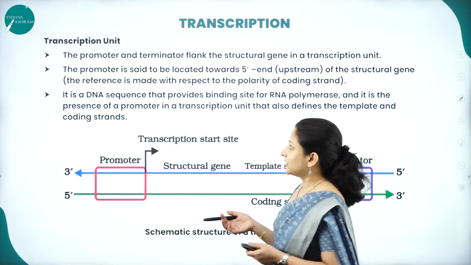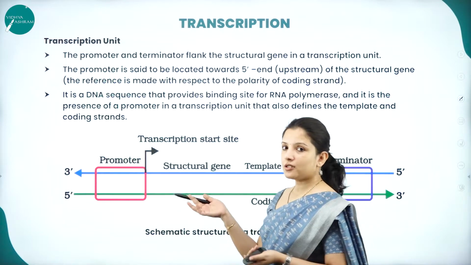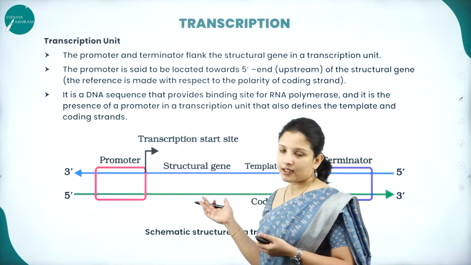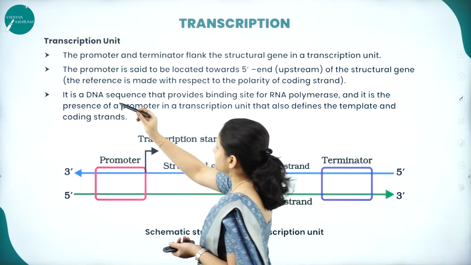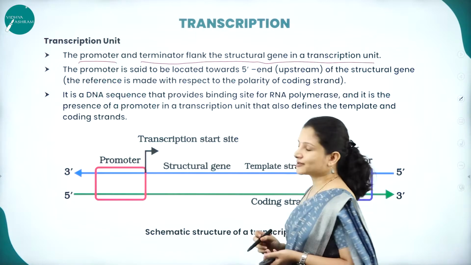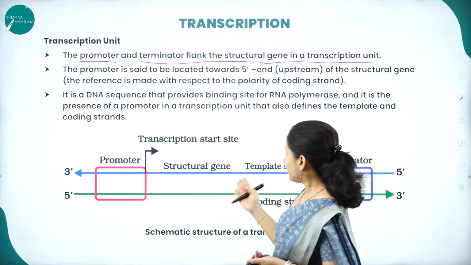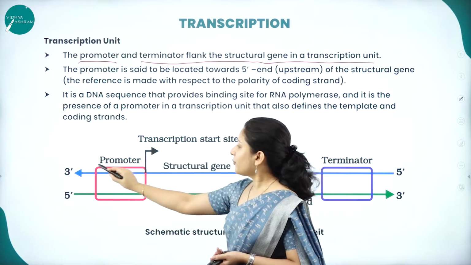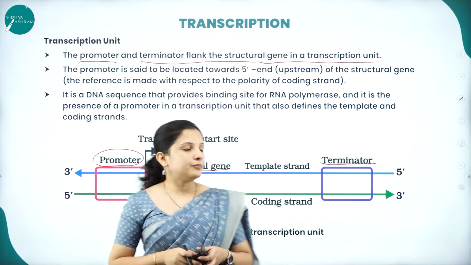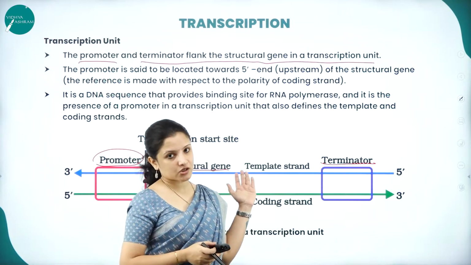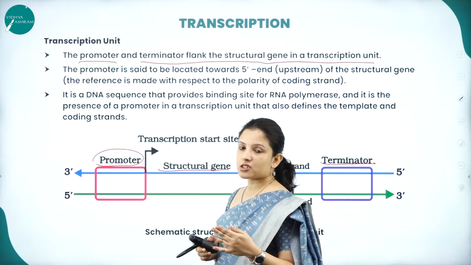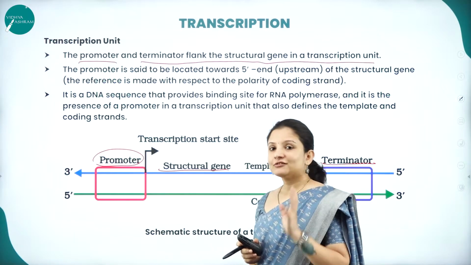So this is about the transcription unit. Moving further, we shall study the promoter region, the terminator region, the structural gene and all that. The promoter and the terminator flank the structural gene in the transcription unit. That's true, right? They flank. They are present on opposite sides of the structural gene. Therefore, it is said that the promoter and the terminator region flank the ends of the structural gene.